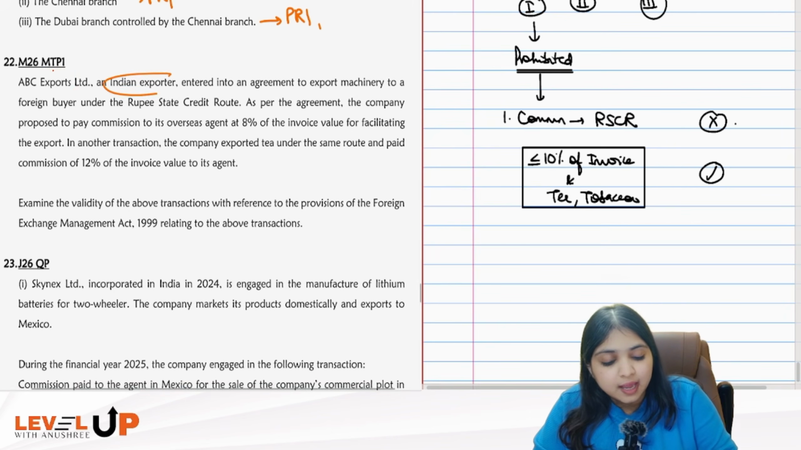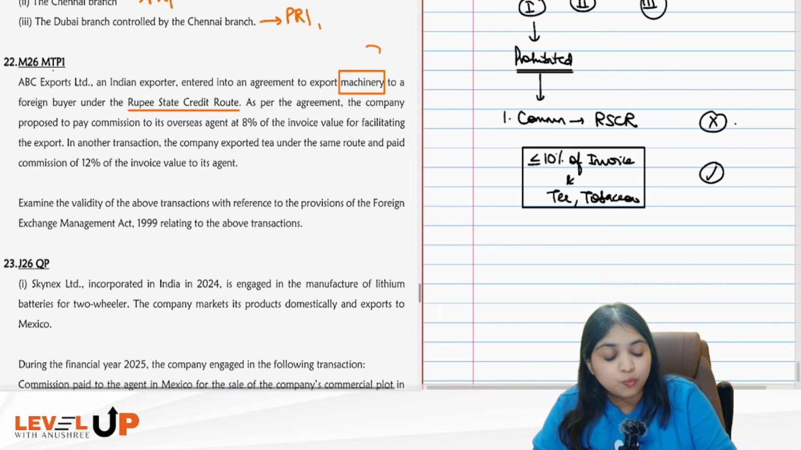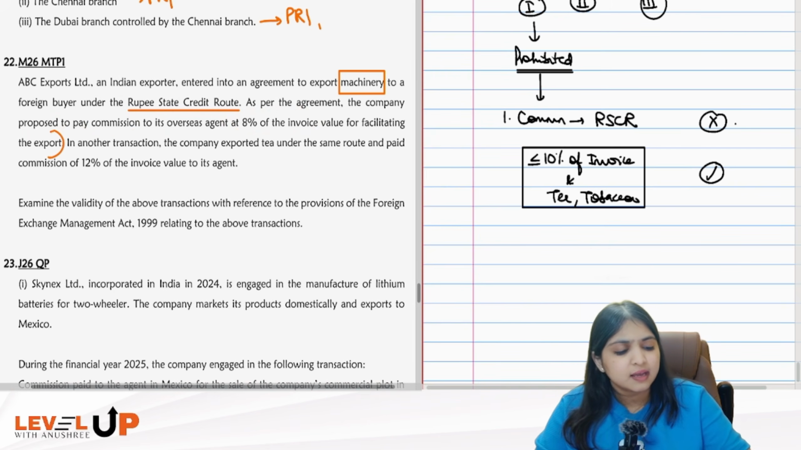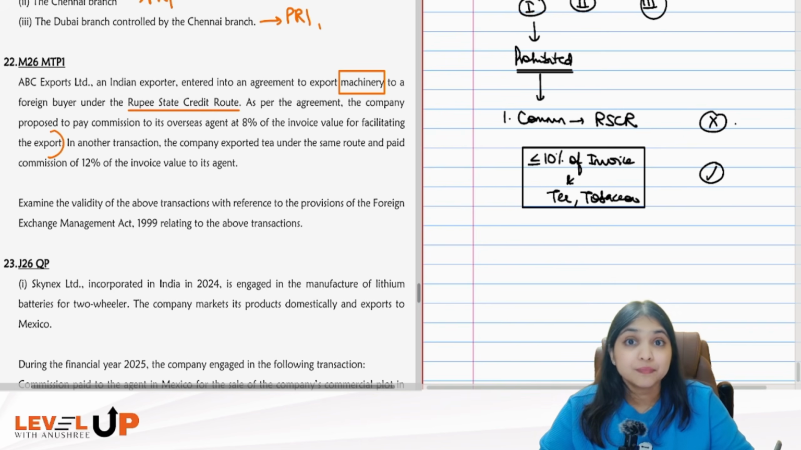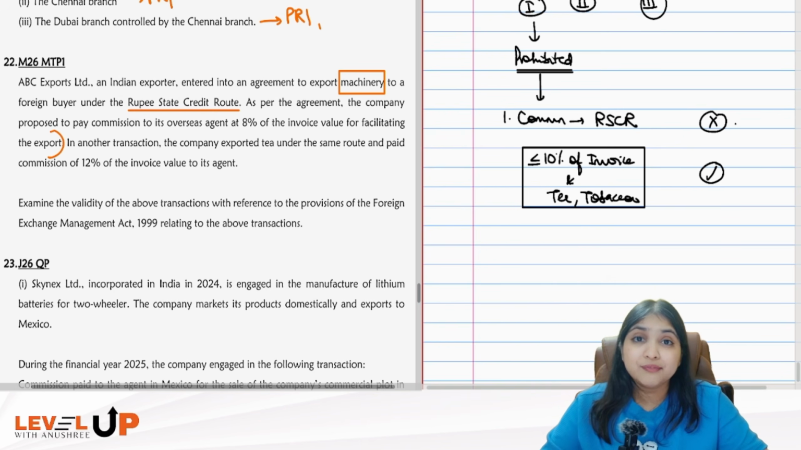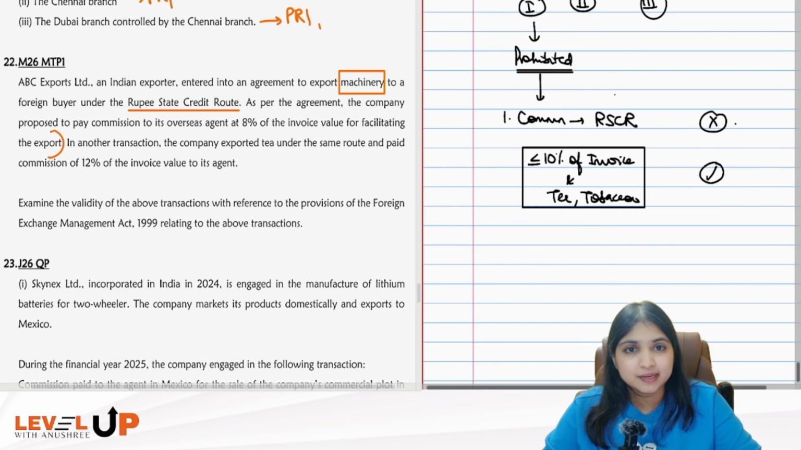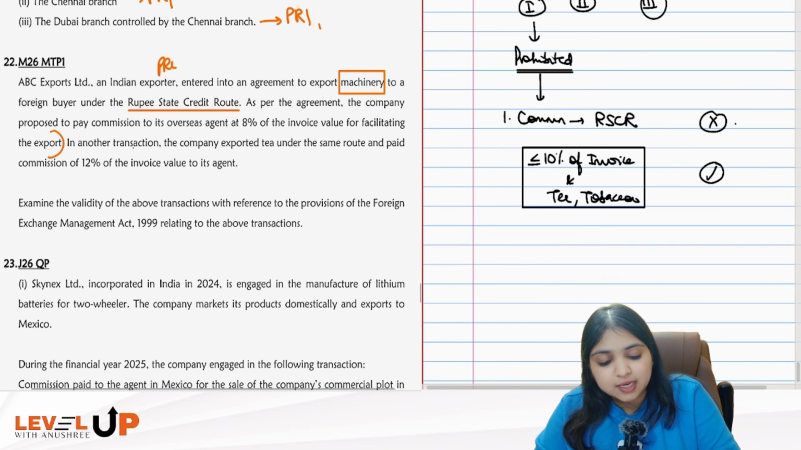ABC Exports Limited, an Indian exporter, entered into an agreement to export machinery to a foreign buyer under rupee state credit route. What are we exporting? What are the goods here? Machinery. As per the agreement, the company proposed to pay commission to an overseas agent, 8% of the invoice value, for facilitating export. Will this be allowed, guys? Any commission for which you need foreign exchange, if it is under rupee state credit route, is not permitted. It is a prohibited transaction. So this is definitely going to be a prohibited current account transaction under schedule 1.